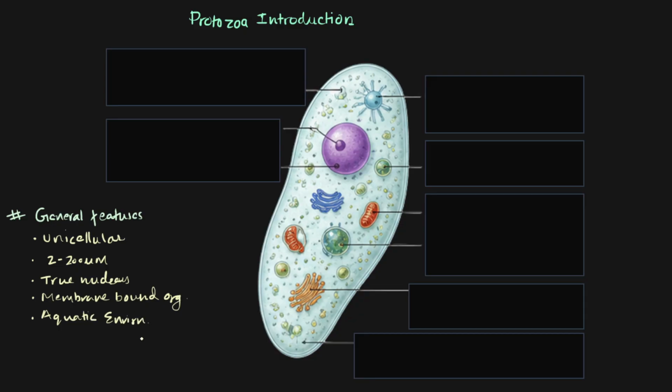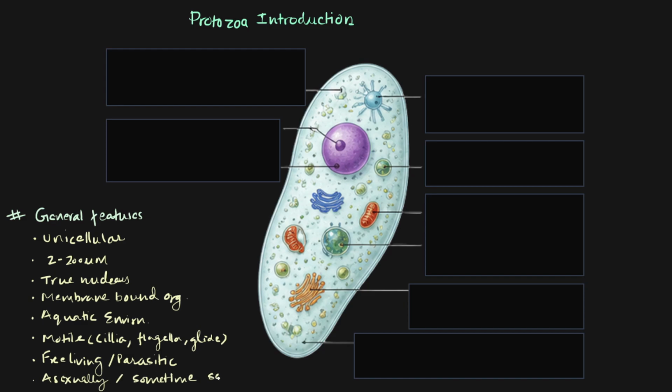They are present in aquatic environments, freshwater as well as seawater. Next, they are motile, and motility is usually using cilia. You have flagella. They also have the ability to glide on the surface. They are free living and they also can live a parasitic lifestyle, right? And reproduction is by asexual reproduction, and sometimes also sexual reproduction. We'll talk about that in detail as well.